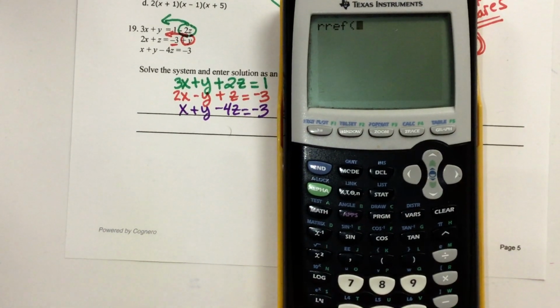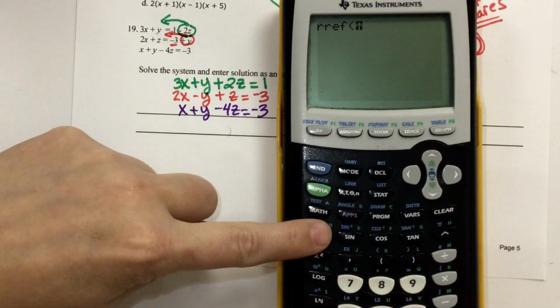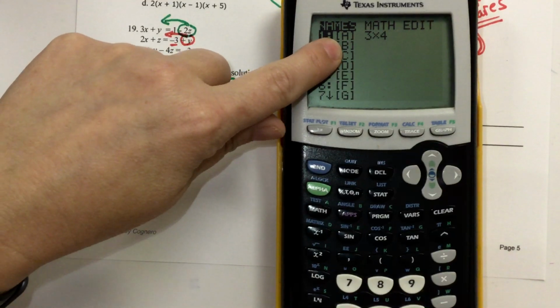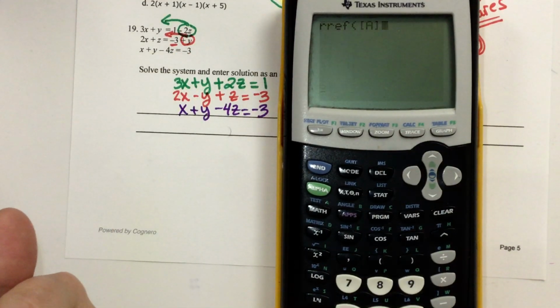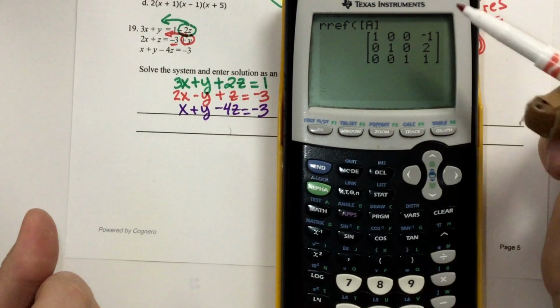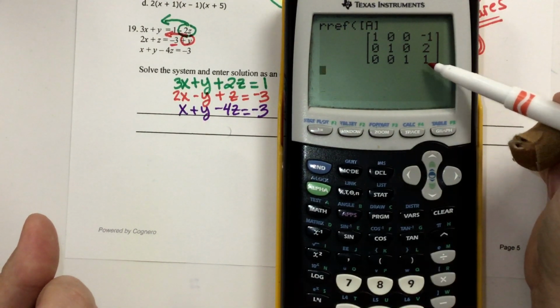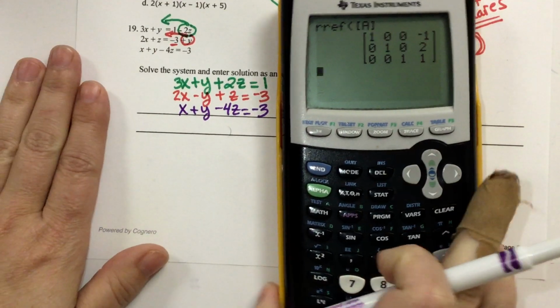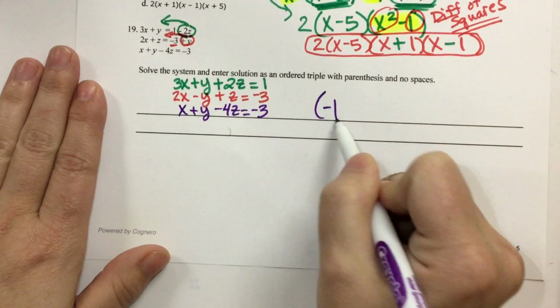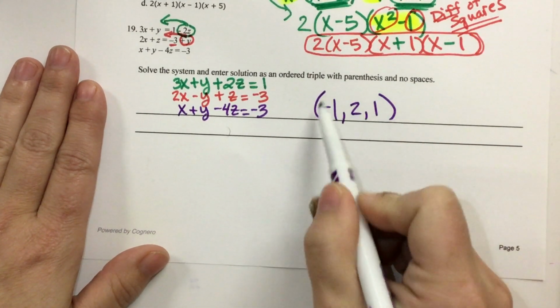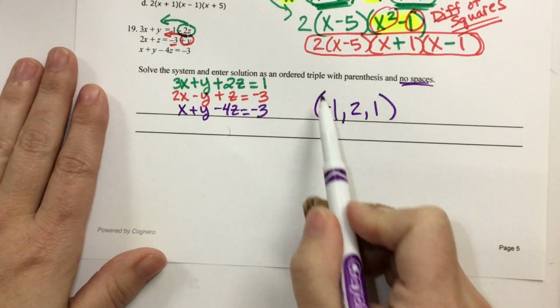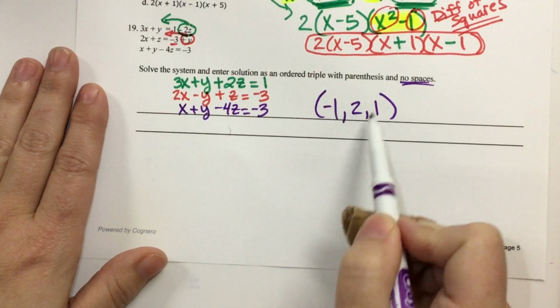Enter. Go to matrix for time number 3. Second, x to the negative 1. Call up the name A, because that's where we stuck it. Enter, enter. And these are our answers. Negative 1, 2, 1. So negative 1, 2, 1. And I would type it with parentheses and no spaces. So parenthesis, negative 1, comma 2, comma 1, parenthesis.